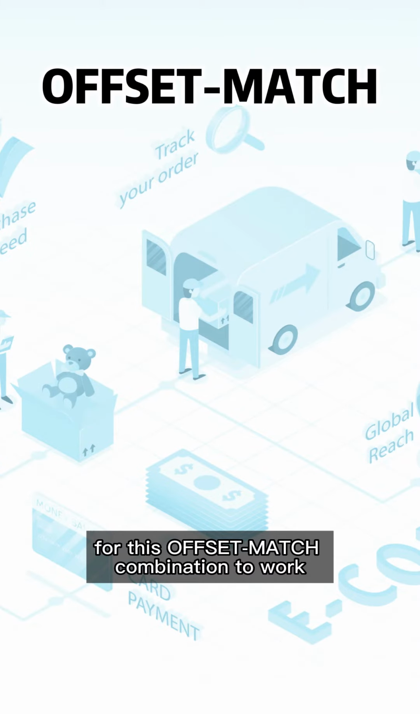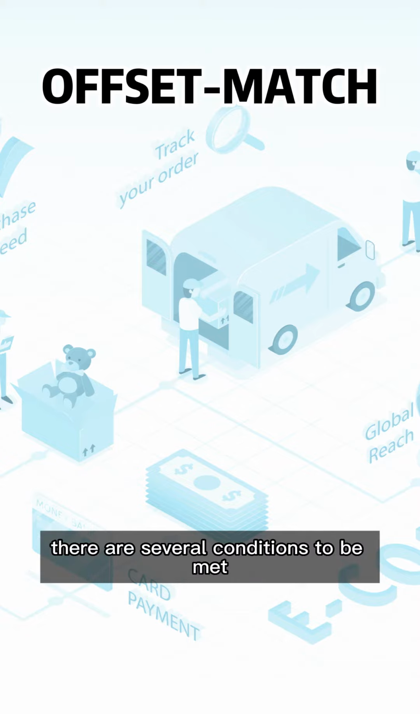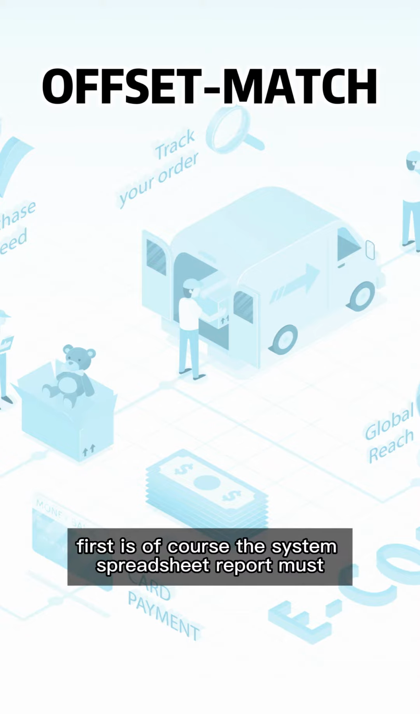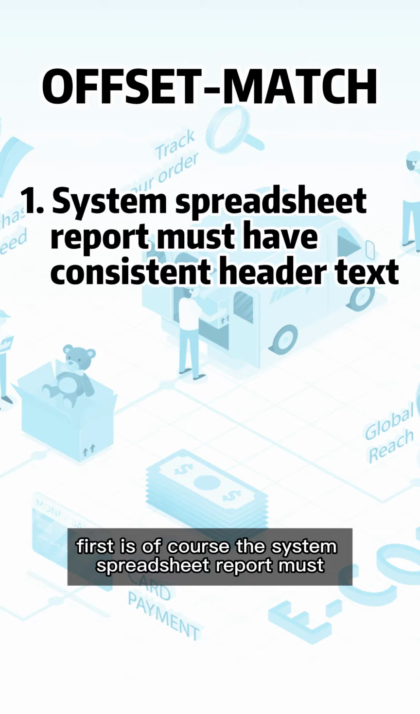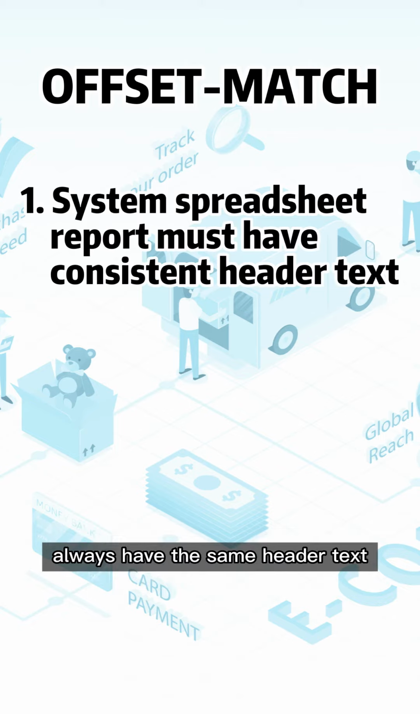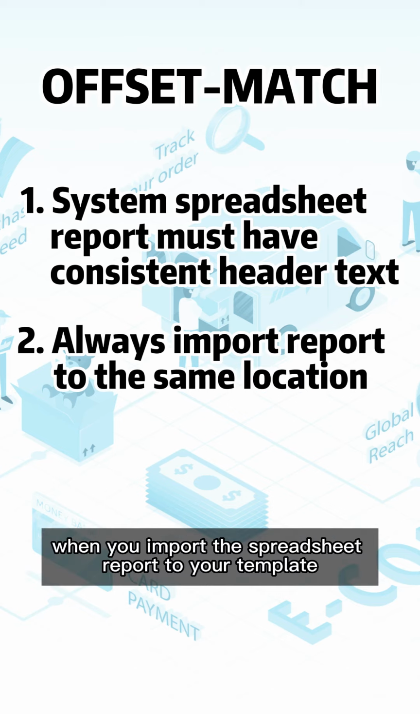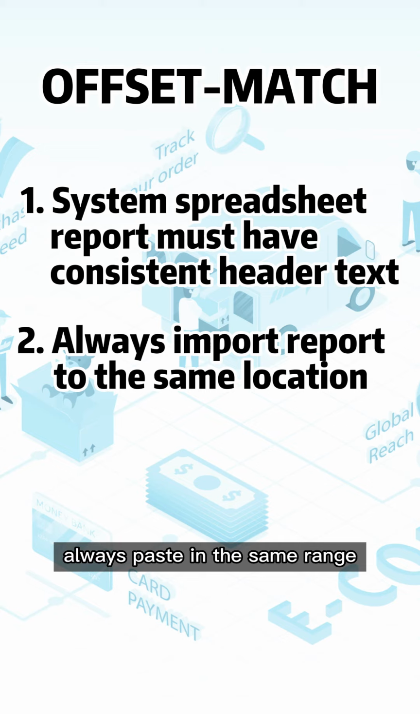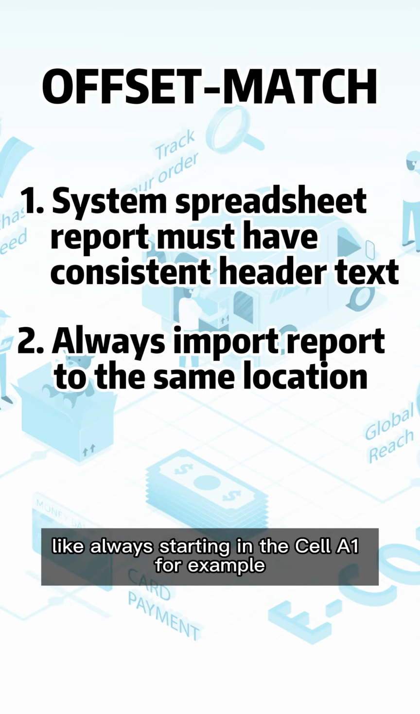For this offset match combination to work, there are several conditions to be met. First is of course the system spreadsheet report must always have the same header text. Second is when you import the spreadsheet report to your template, always paste in the same range, like always starting in the cell A1 for example.